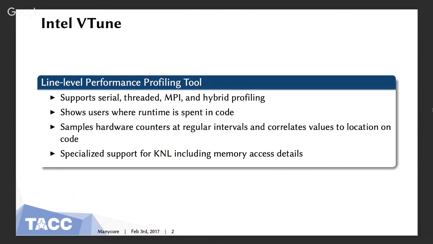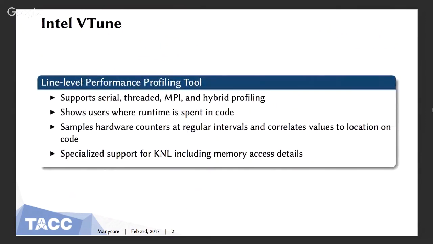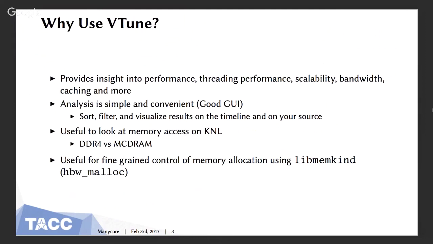Now, something that gives vTune a leg up over some of the other line-level performance profiling tools out there right now is that it has specialized support for the KNL, including information about accesses to the memory. So generally, you use vTune because it gives you insights into the performance of your code, maybe some ideas about how scalable it is, how well you're using the cache, things like that. I would say the analysis is simple and relatively convenient.